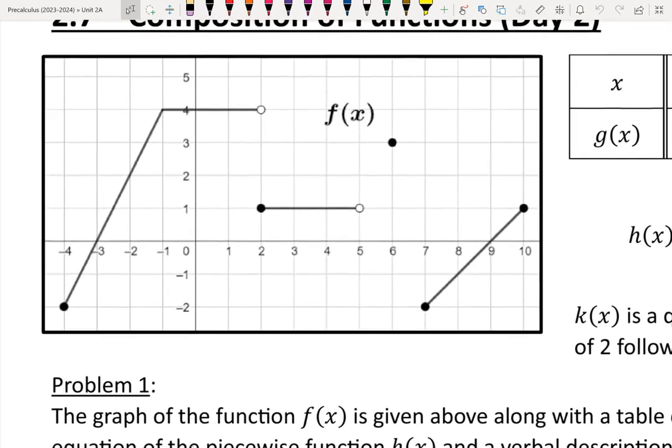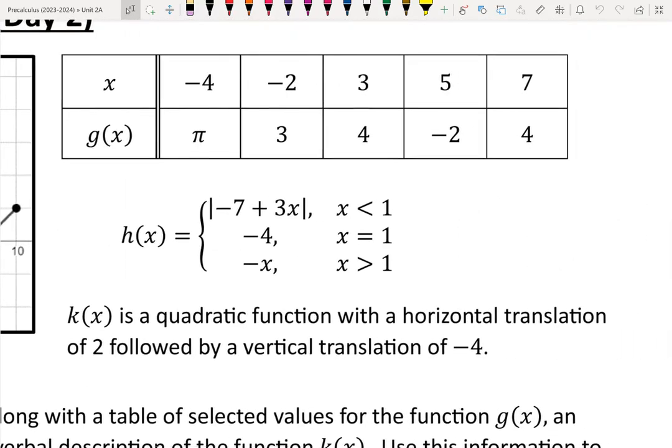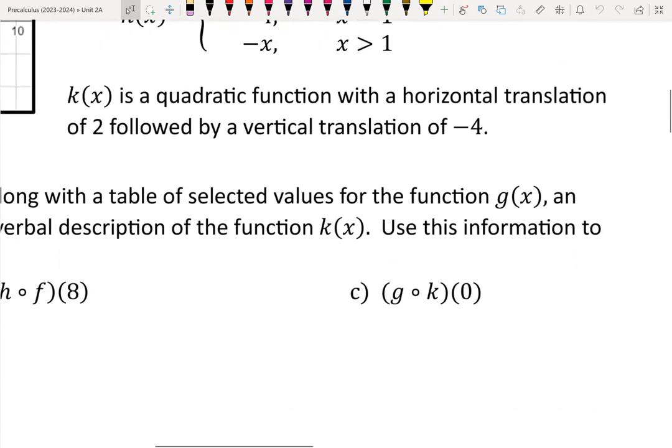So we have graphically, the function f of x is represented by this graph. Then over here we have g of x represented by the table, so that's numerically. H of x is represented analytically with that piecewise function. And then k is represented verbally. Now, before we move any further, let's get an analytical representation from this verbal representation, the actual equation of k of x.